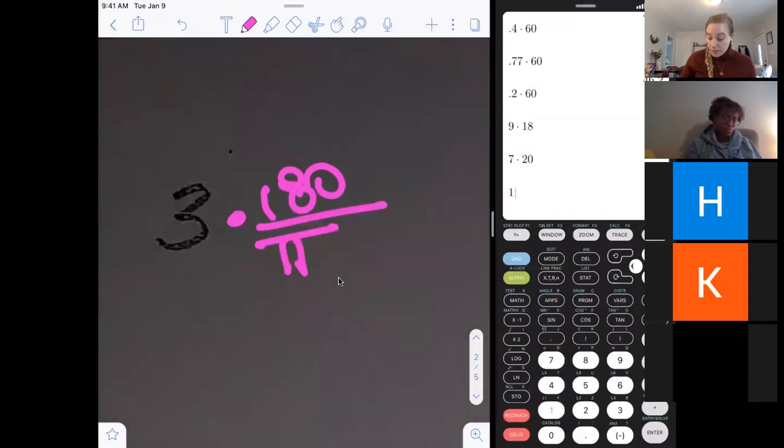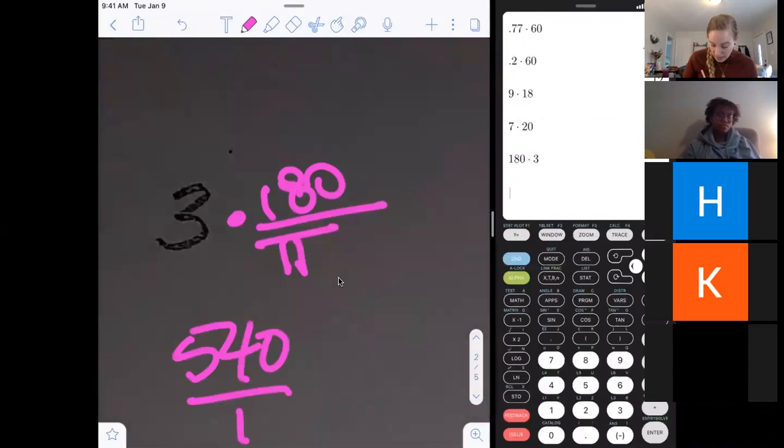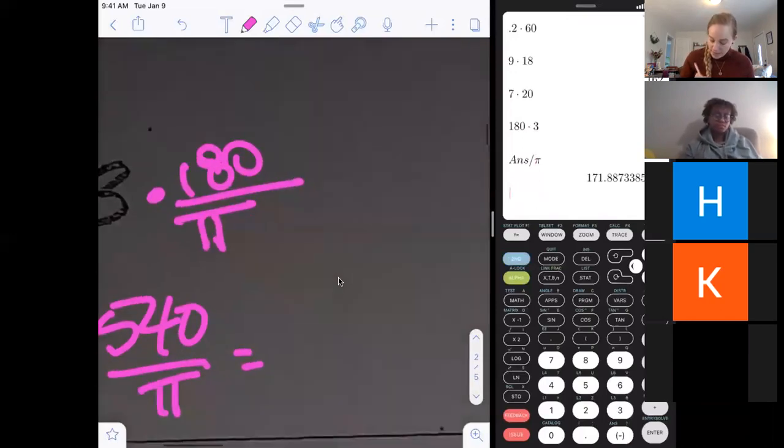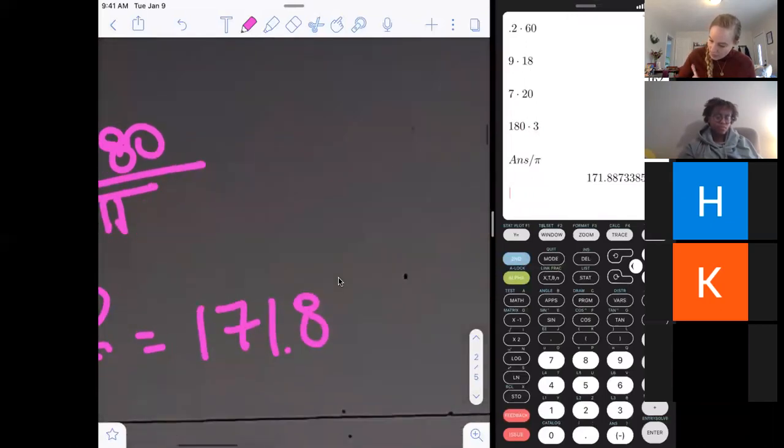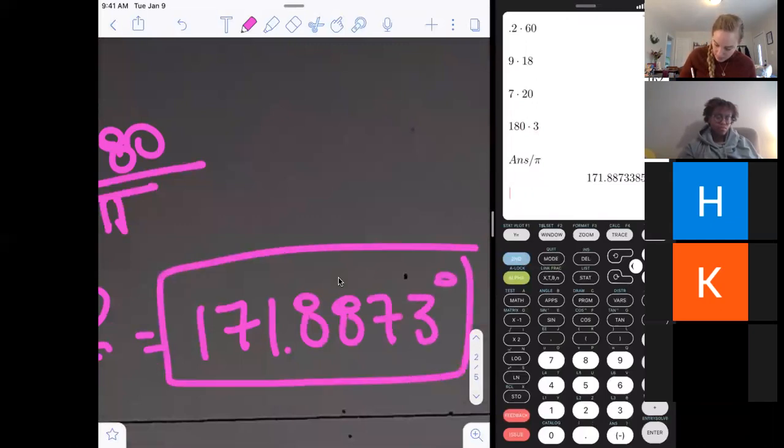If we didn't do a calculator, it would be 180 times 3, which is 540 over pi. But if you're like, okay, this angle is 540 over pi degrees, I'd say that's nonsense. Give me an answer that actually makes sense. Since there's no other things to simplify, we can put this in the calculator and do 540 divided by pi, and we'll get out a decimal, and that's okay. This is going to be 171.873. And it's degrees.